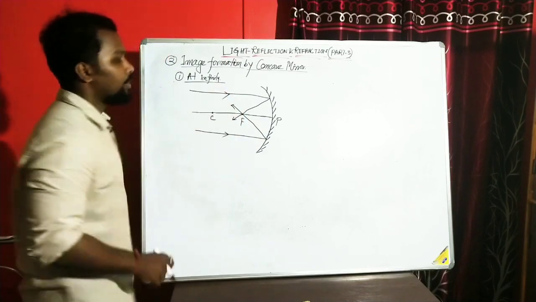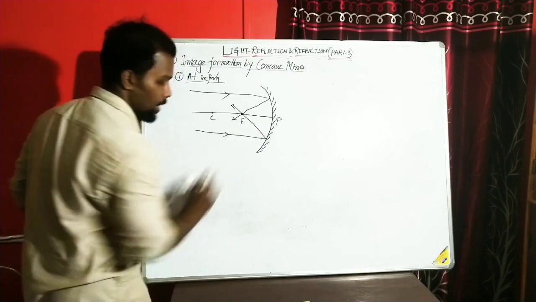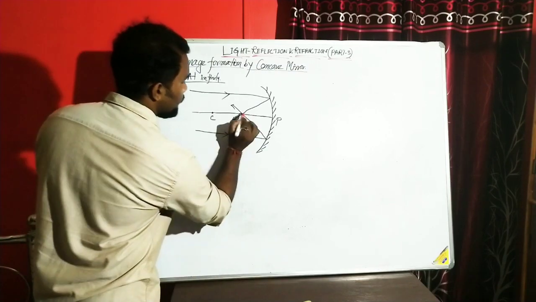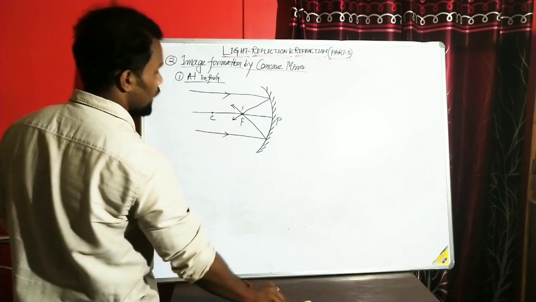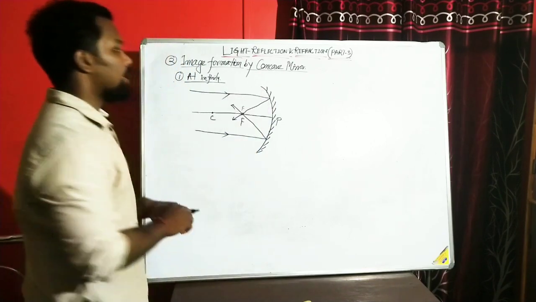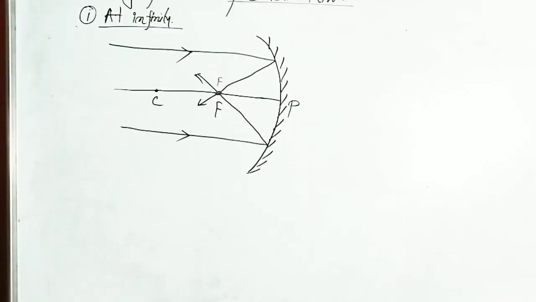This is the reflected ray. Now look closely. This is the point, the focus. This is the point where the two reflecting rays are actually meeting. That means this point is going to give us the image.